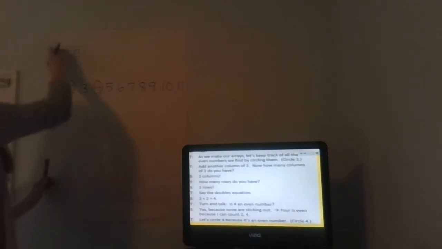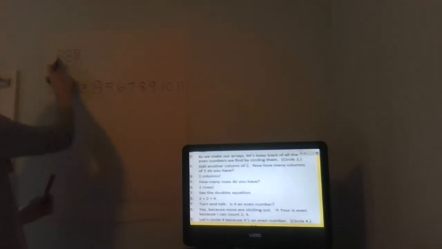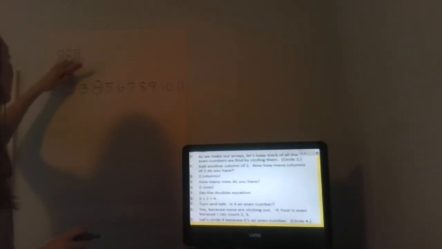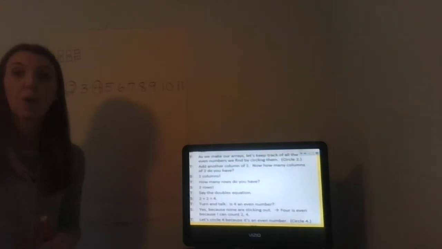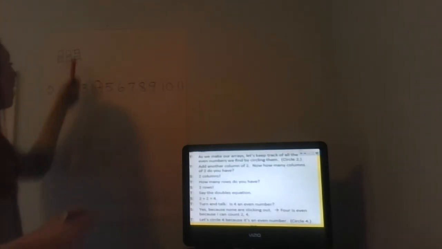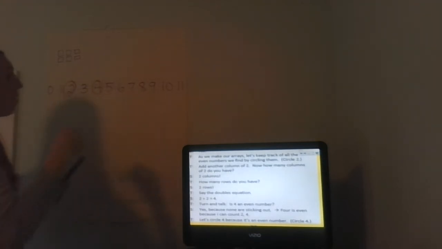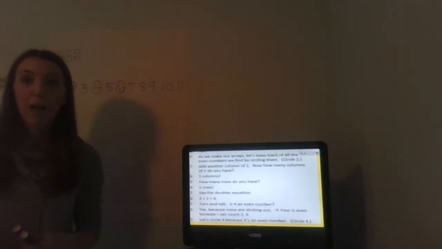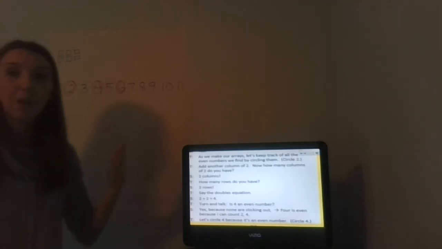Now I have 3 columns. I still only have 2 rows. So coming here, I have 2 plus 2 plus 2. 2, 4, 6. I still have an even number, so I'm going to circle that even number on my number line. We're skip counting by 2s as we go with our array, and we're seeing if we have an even number each time. I'm going to add another column.